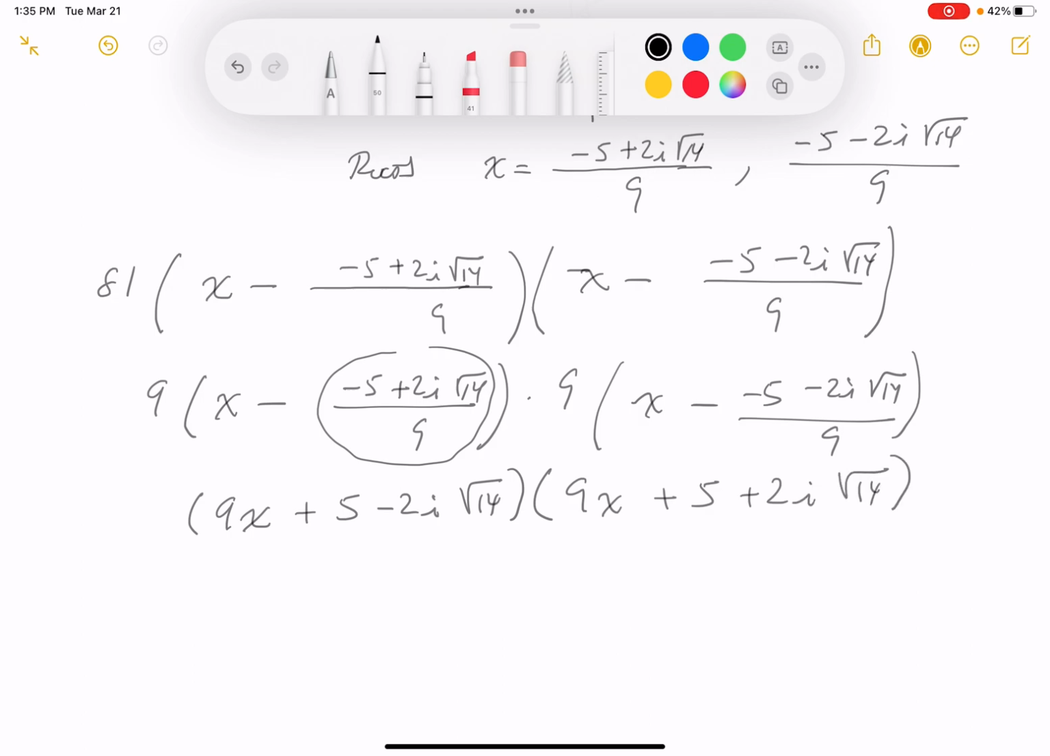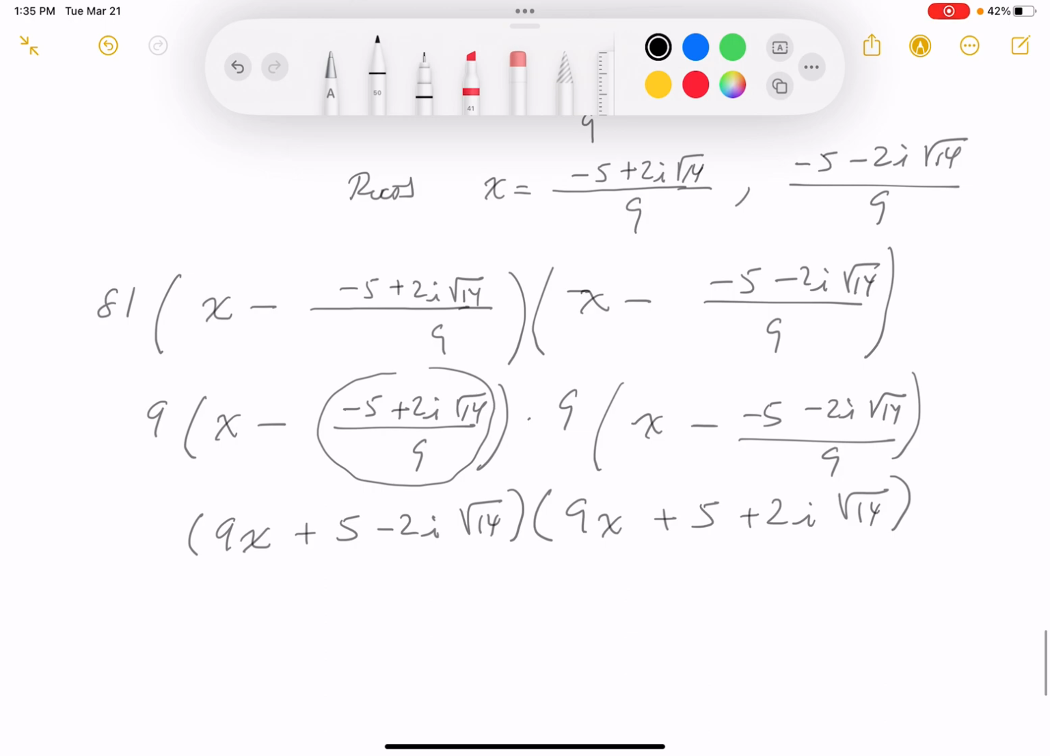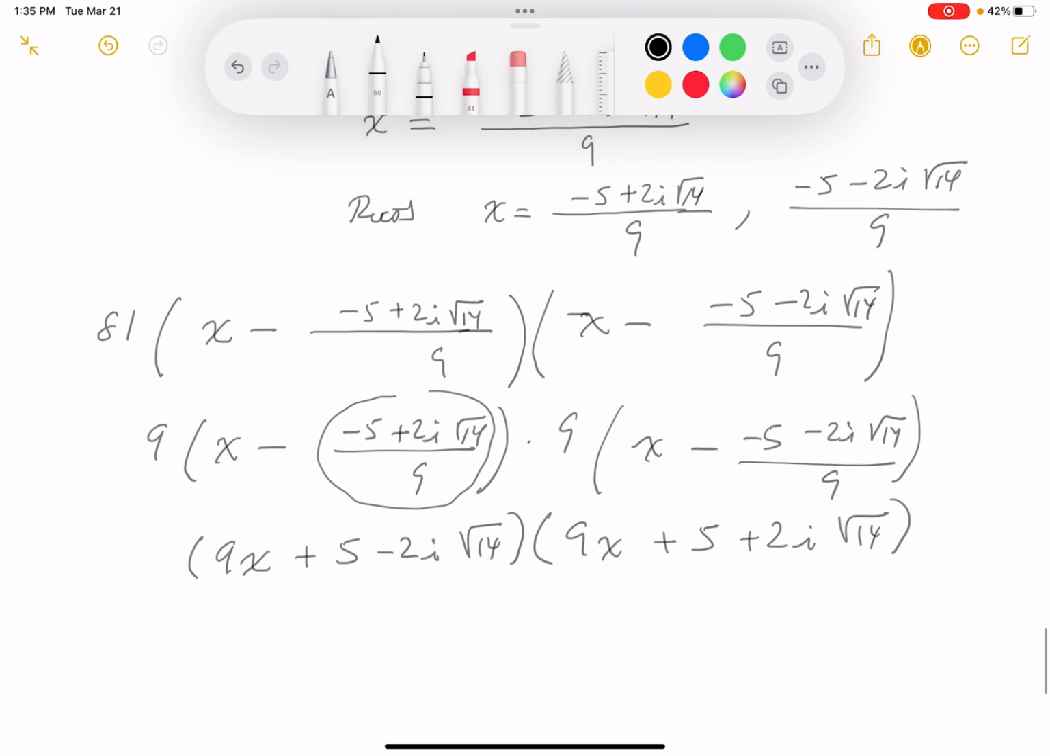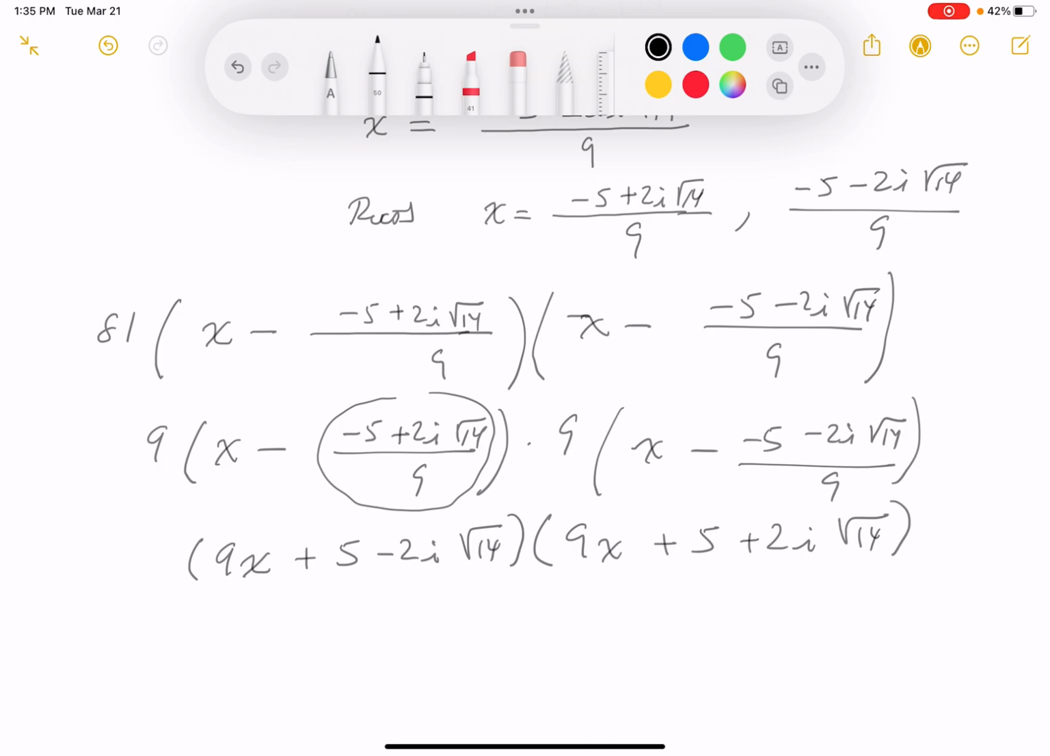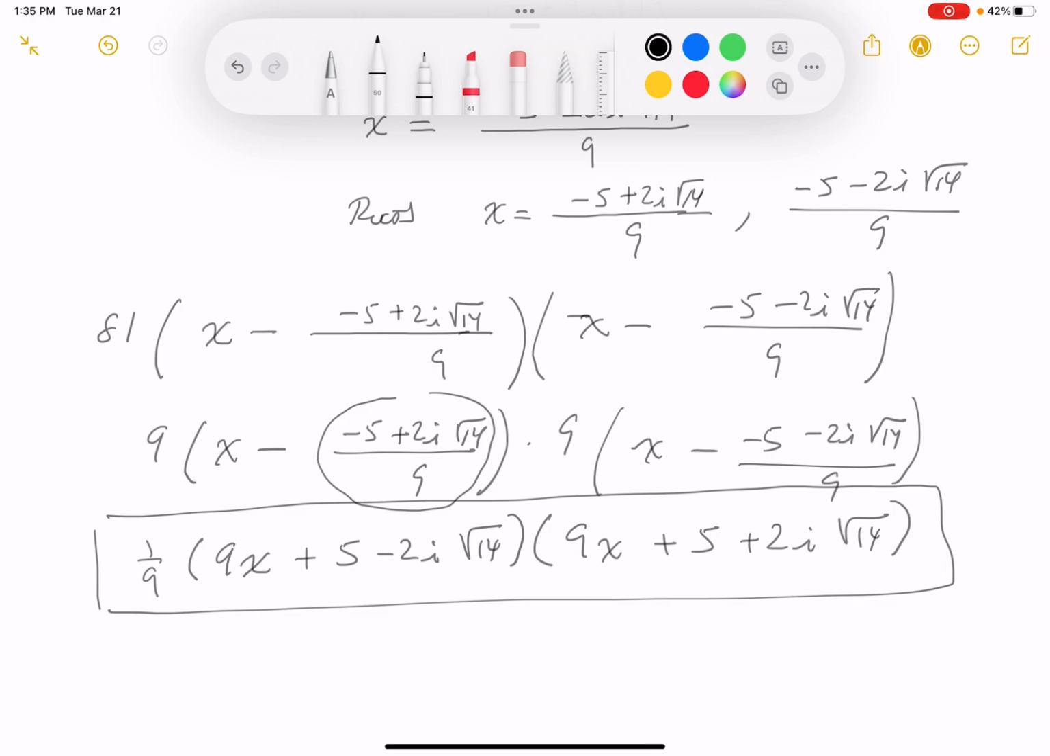Yeah, it's nightmarish, isn't it? I could not have done this in any other way, though, except by using the quadratic formula at this point. Okay, I'm looking at this over here, and the coefficient is now too big. It's 81, so I got to multiply it by 1/9. I'm going to put a box around this over here, indicating this is the factorization of that problem.